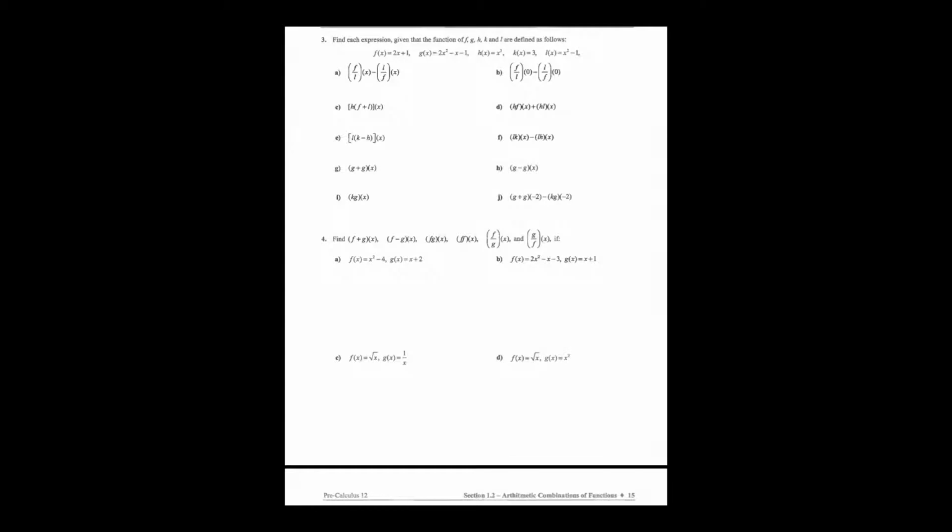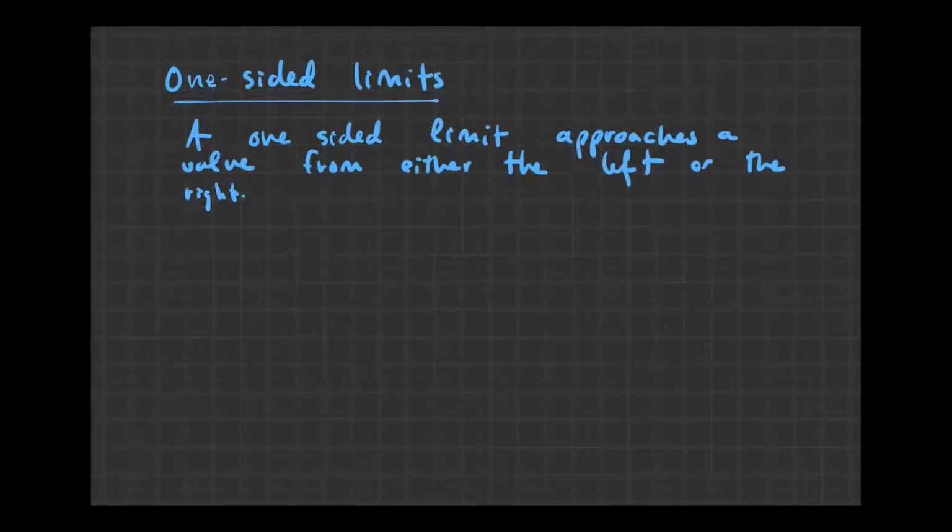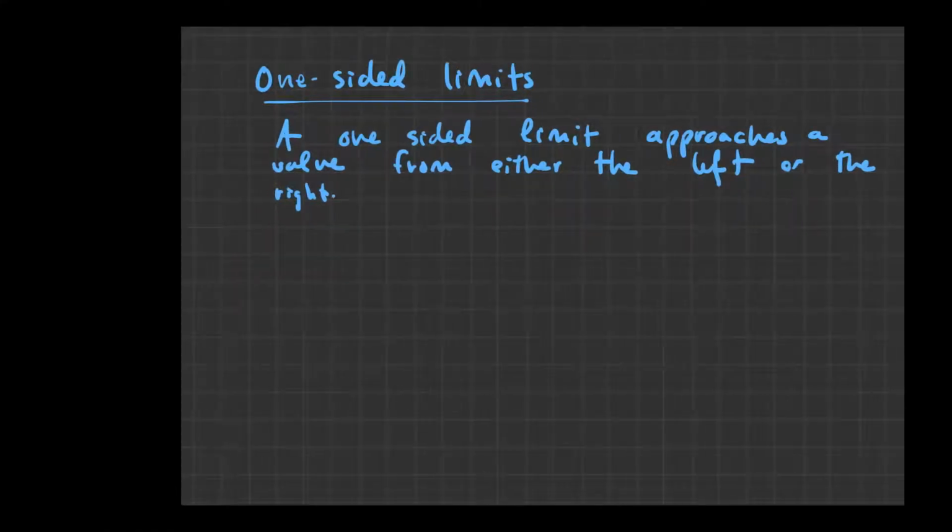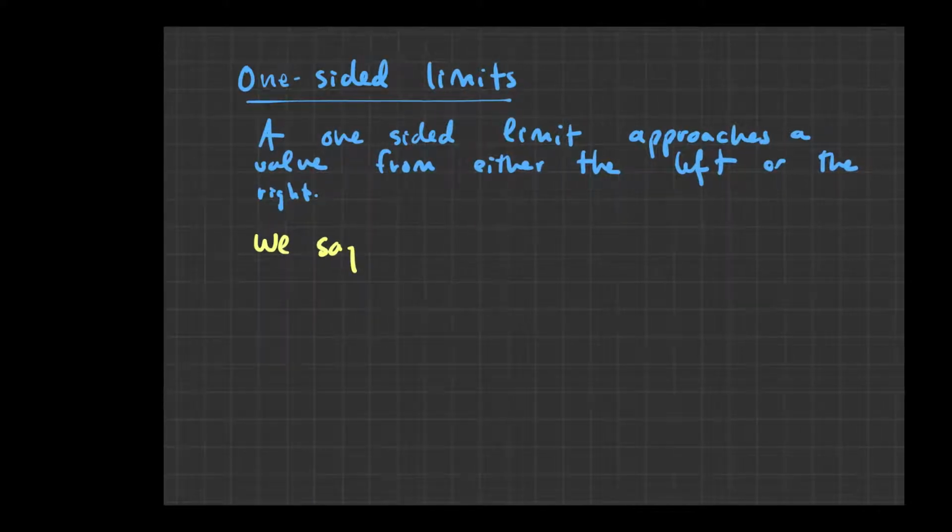Let's go through here and talk about some of these one-sided limits. This is how we describe one-sided limits. I'm gonna talk about the left-handed limit first, and then I'll make an analogy to the right-handed limit.